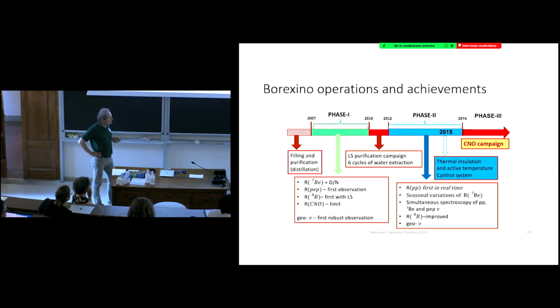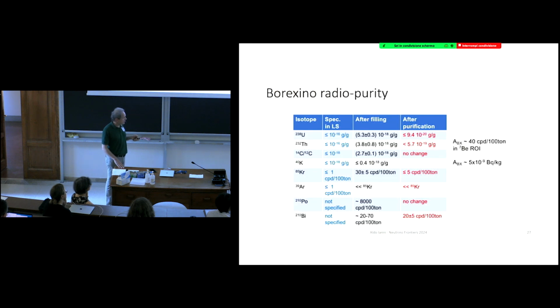So the Borexino operations went through three phases, and I want to highlight this because it's important for our conclusions. The first phase was after the filling and initial purification. The second phase, after a second purification, which was crucial to reduce krypton-85, and to some extent also polonium-210. And the third phase with the thermal insulation, which allowed CNO sensitivity. So these three phases are important for what I'm going to tell you later.